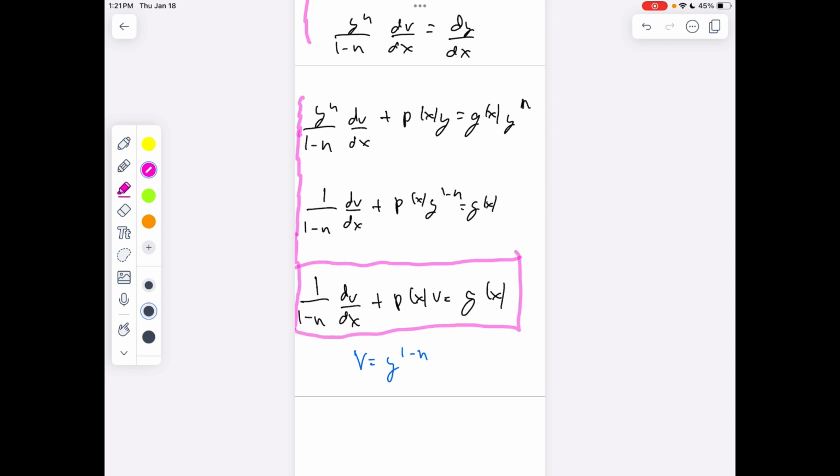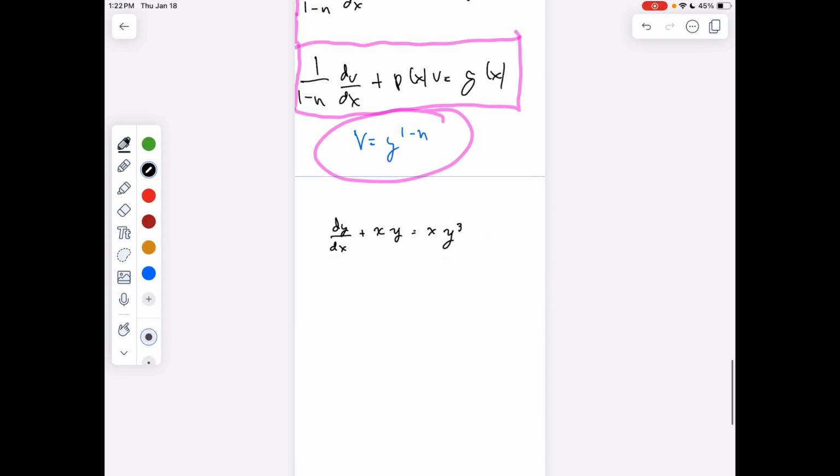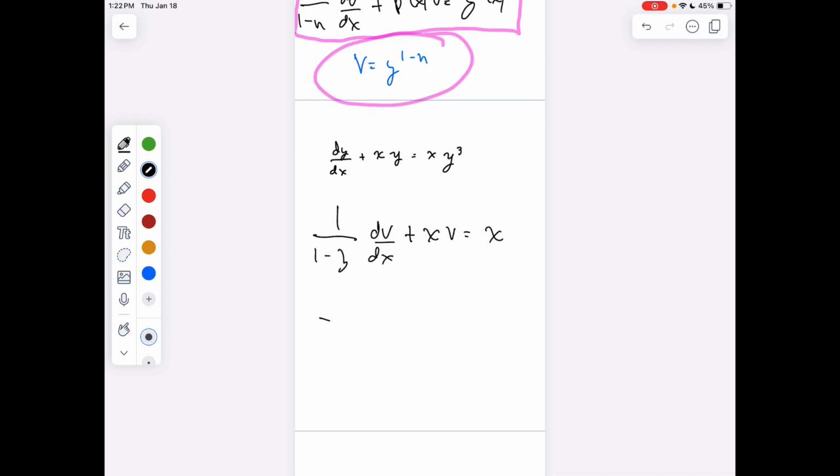So if you have something that's in the Bernoulli form, what I'm saying is that you can kind of just put things into that box that I have, and just don't forget to write that substitution that I have here in blue, which is v equals y to the 1 minus n. In other words, if I took the equation that I had earlier, I would turn this into 1 over 1 minus 3 dv dx plus p of x here, which is x, times v equals x cubed, just x.